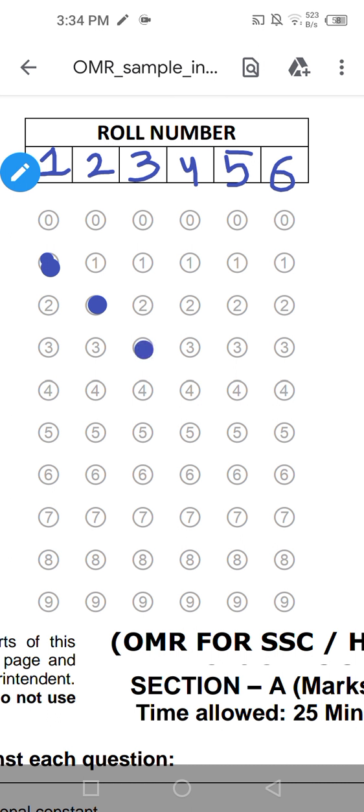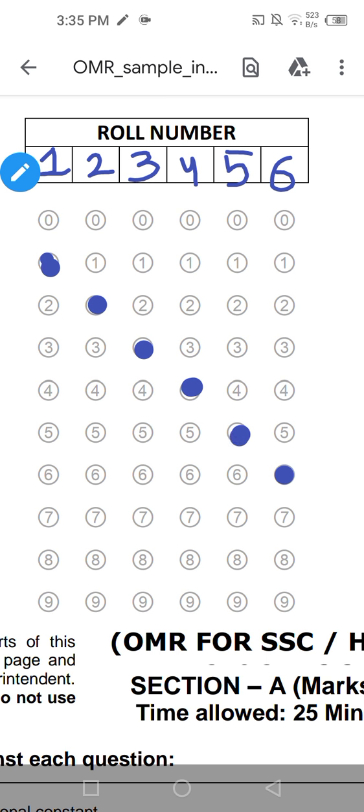Next is 4, so we have to fill 4. Next is 5, so we have to fill 5. Next is 6, so we have to fill 6. So you have to fill these bubbles according to your roll number. And be careful while filling these bubbles and fill them appropriately.